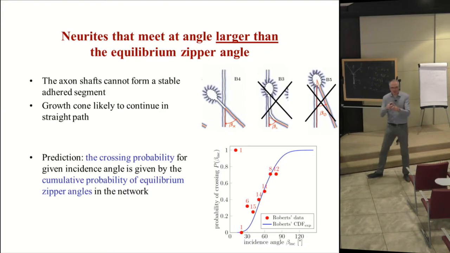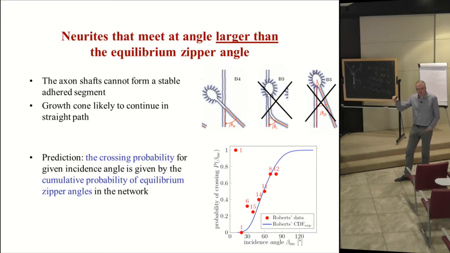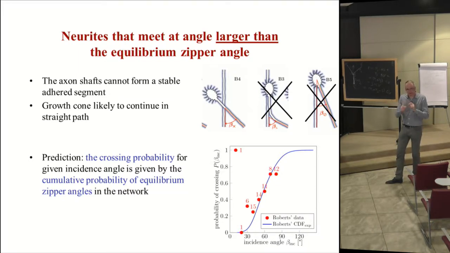If you take two randomly occurring neurites that are contacting each other in the system, they should cross if the contact angle was bigger than the equilibrium zipper angle. There is some distribution of equilibrium zipper angles in the system. If you calculate the cumulative function for that probability distribution, telling you the probability that two randomly contacting neurites have a contact angle bigger than the equilibrium angle for these particular neurites, then it gives you a prediction for the probability of crossing of two neurons depending on their contact angle.